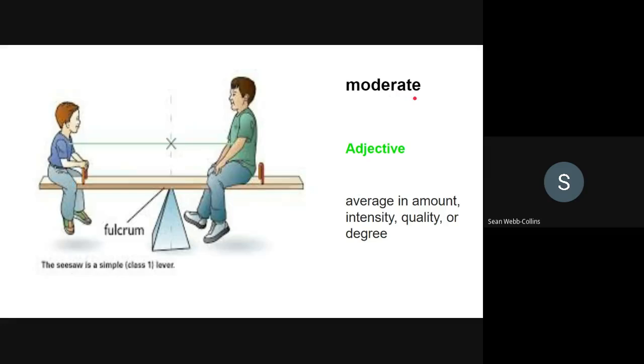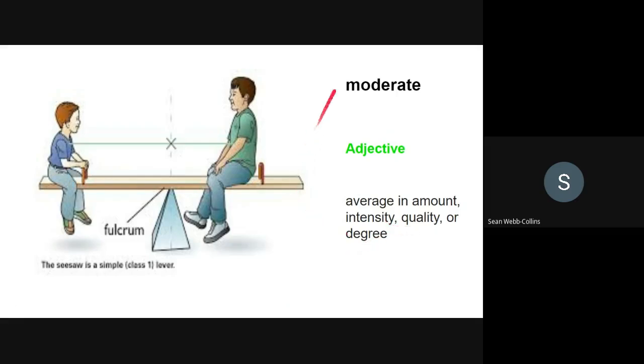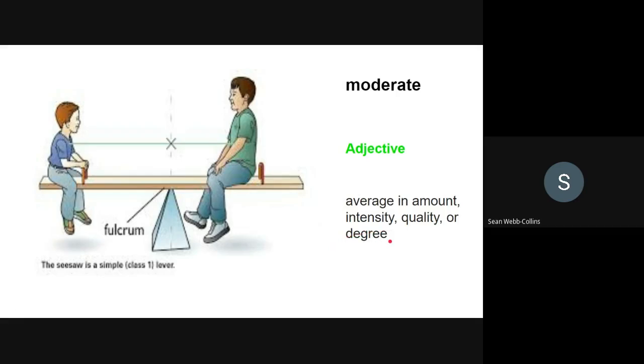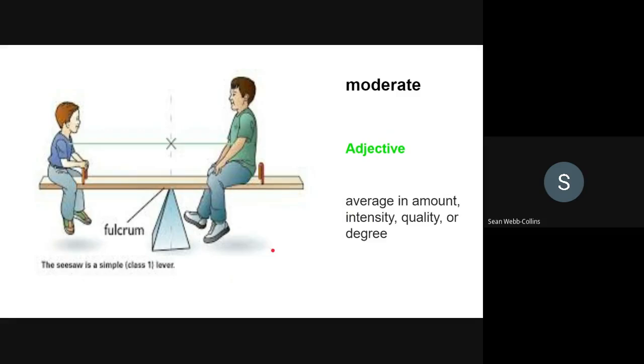Moderate. Adjective, average in amount, intensity, quality, or degree. For example, there will be a moderate amount of rain tonight.